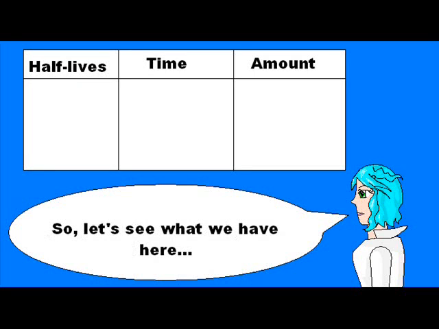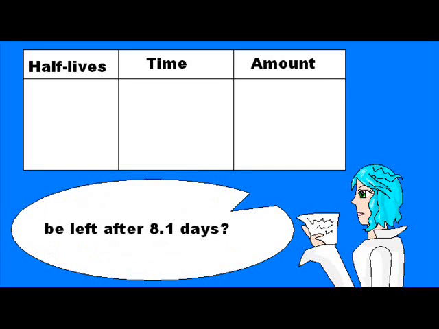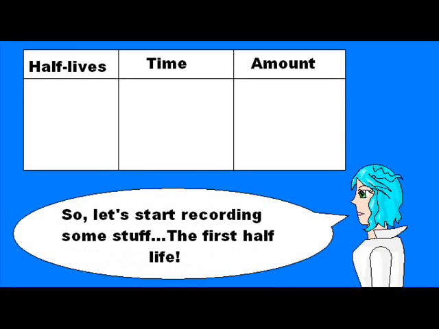So, let's see what we have here. Gold-198 has a half-life of 2.7 days. How much of a 96-gram sample would be left after 8.1 days? This chart is useful due to the fact we can find any missing variable. So let's start recording some stuff. The first half-life.